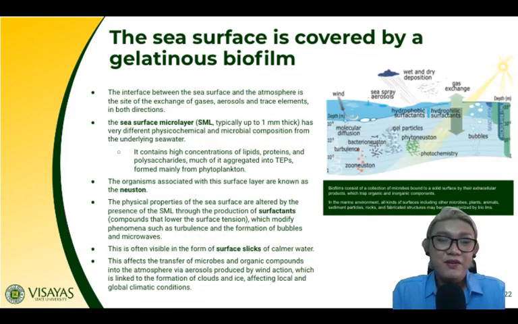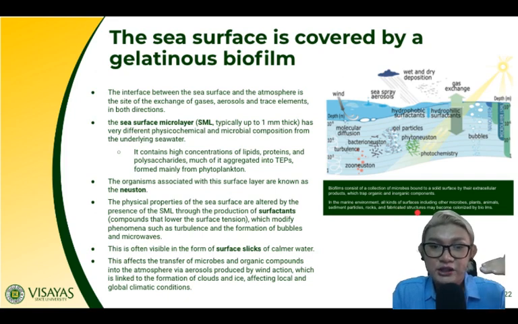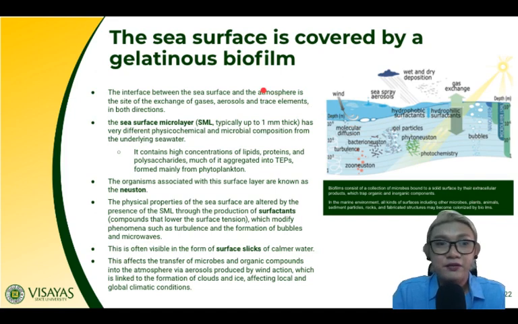Now, aside from marine snow, microorganisms are also capable of producing biofilm. Okay. So biofilm consists of a collection of microbes. It is bound to a solid surface by their extracellular products that trap organic and inorganic components. So in the marine environment, all kinds of surfaces, including microorganisms, plants, animals, sediment particles, rocks, and fabricated structures, may become colonized by biofilms. And not just that, the sea surface could also be covered by a gelatinous biofilm.